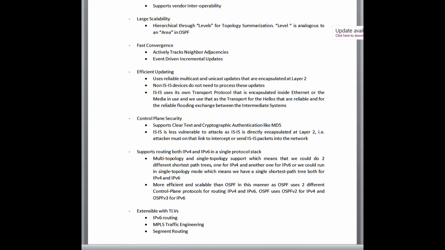ISIS was developed with extensibility in mind, with new extensions being added to the protocol as TLVs, also known as type length values. Support for IPv6 routing, MPLS traffic engineering, segment routing, FabricPath, OTV, etc. were added to ISIS as TLVs, and this makes ISIS a very flexible routing protocol. We will go over the structure of an ISIS packet in our upcoming videos.